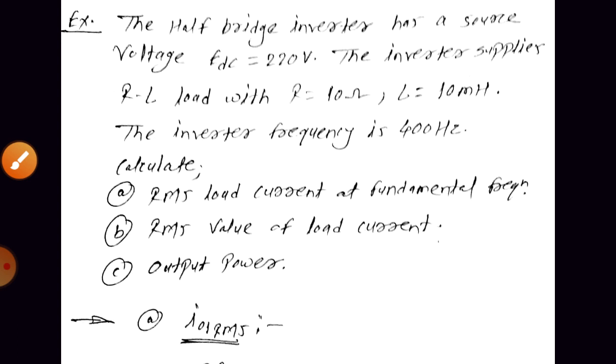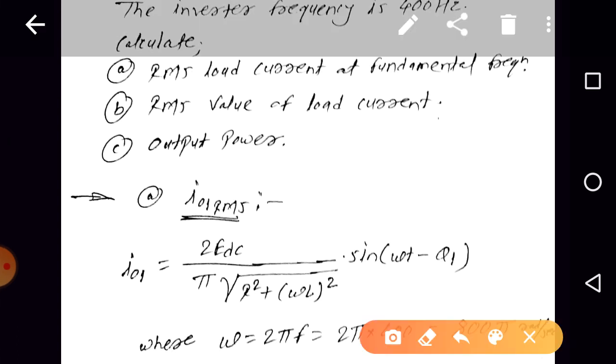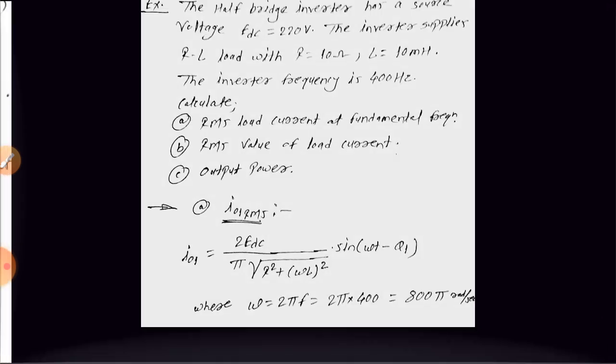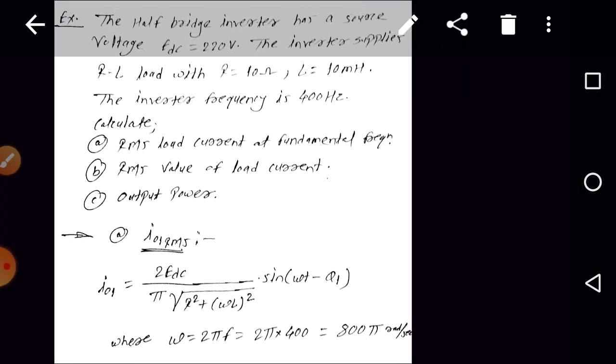So I01 RMS, we have already derived: 2 EDC by pi under root R square plus omega L bracket square into sine of omega t minus theta 1, right? For the fundamental it is 2 EDC by pi, because in general it was 2 EDC by n pi under root R square plus n omega L bracket square. Now what is omega? 2 pi f. So it is 2 pi into 400, that is 800 pi radian per second. Okay, so this is I01 RMS.